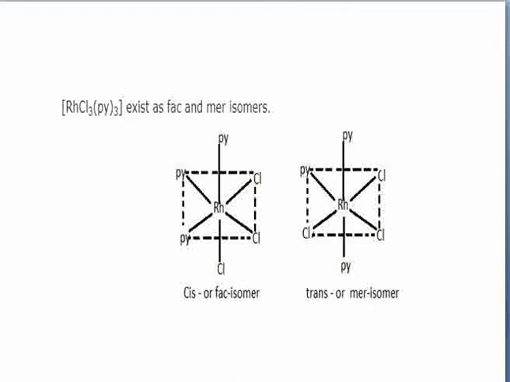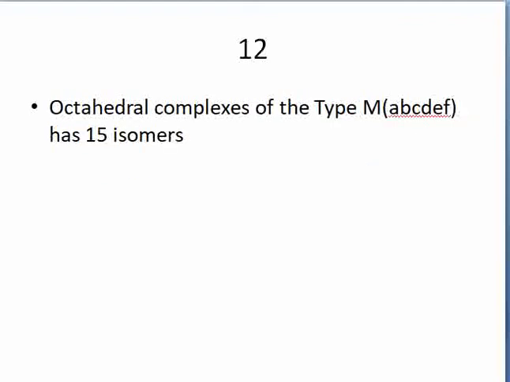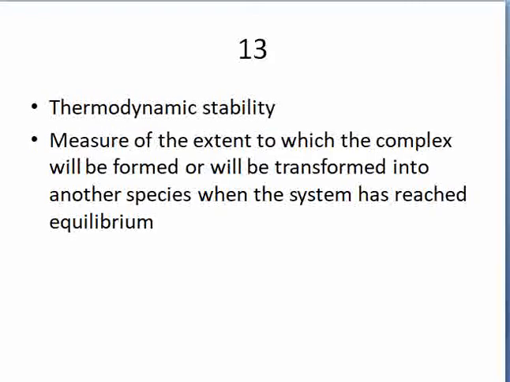Okay, now we'll go to the next point. Octahedral complexes with bidentate ligands, MAA2X2, can exist as cis-trans isomers. We have seen a lot of examples based on this. And octahedral complexes of the type, this is a different one, MABCDEF, where all the ligands are different. So we can expect around 15 isomers from this type, and only one complex is possible from this type of complex. Example, I'll go to the next one.